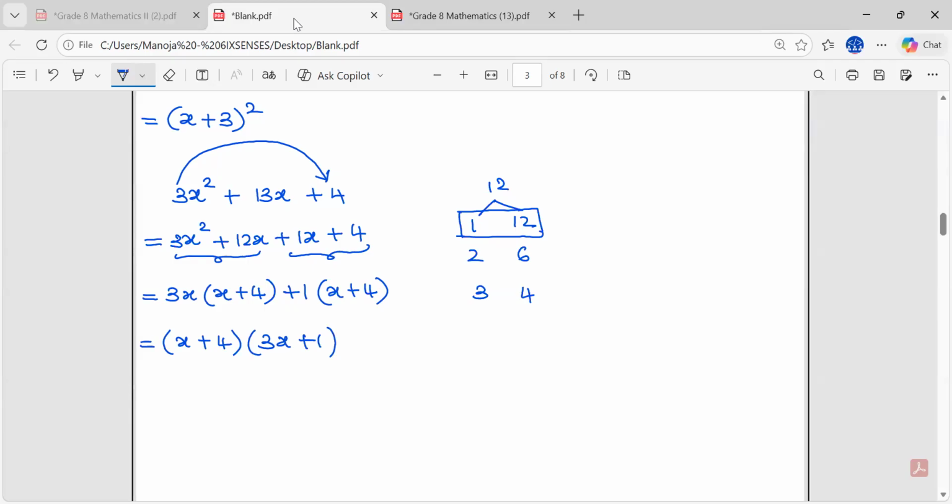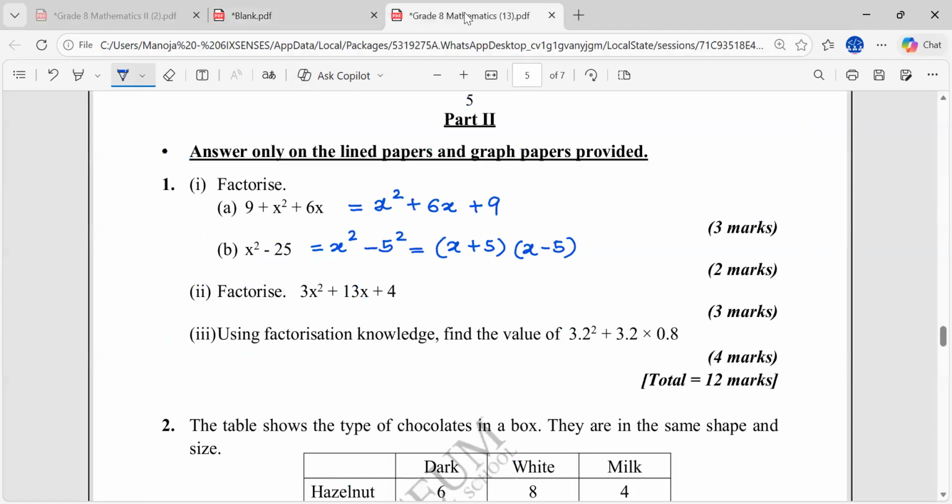No. Either you can write 3x plus 1 first or x plus 4 first. It doesn't matter. You can write it either way. Okay. So then know the compulsory way to do that, using the factorizing knowledge, and you want to do something. What is it?